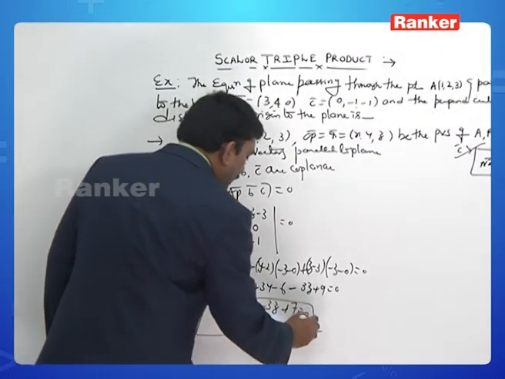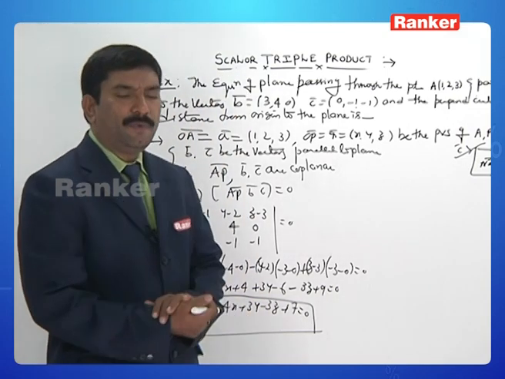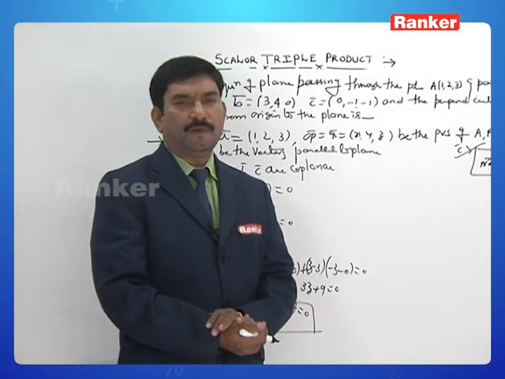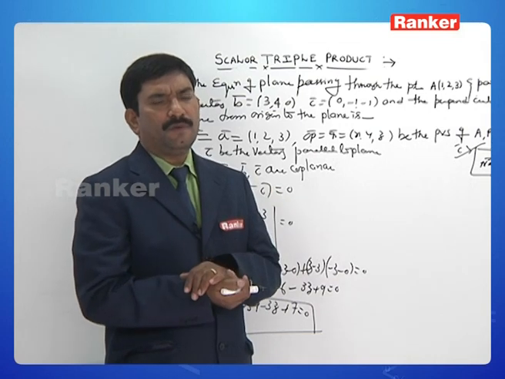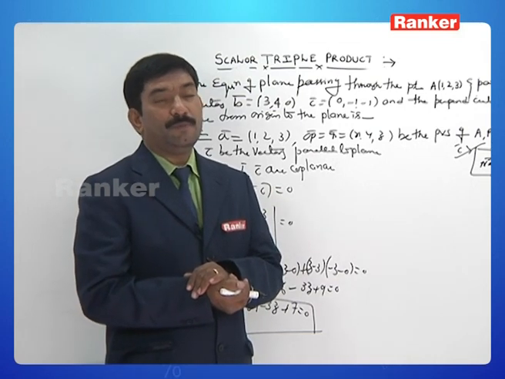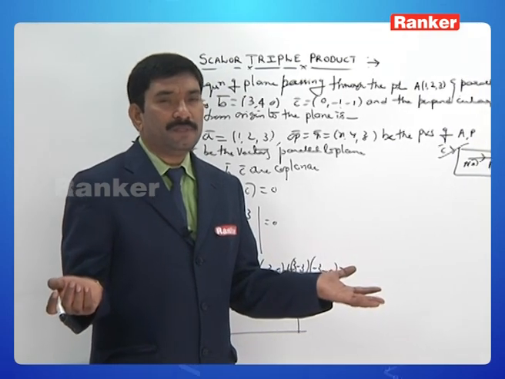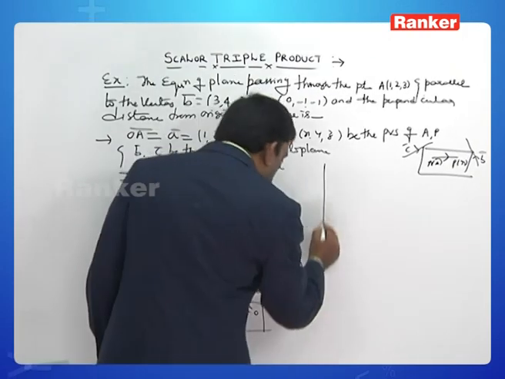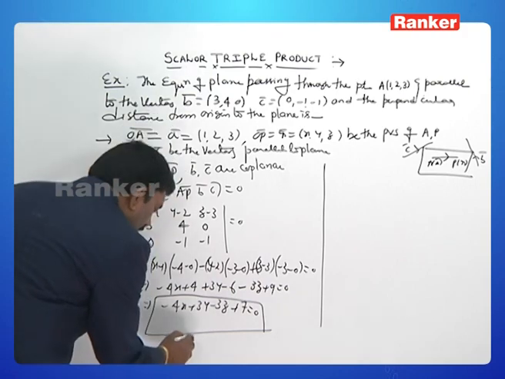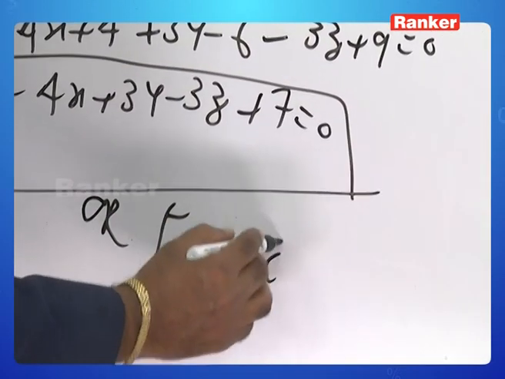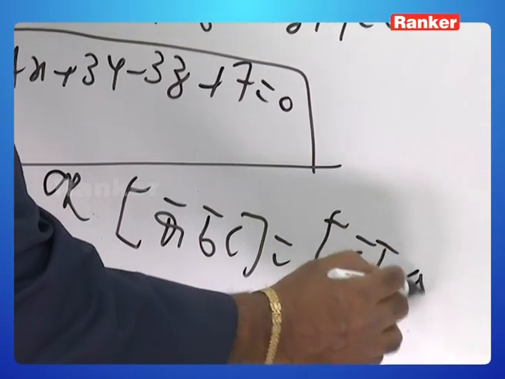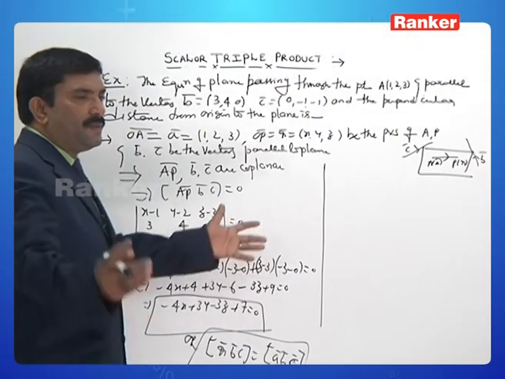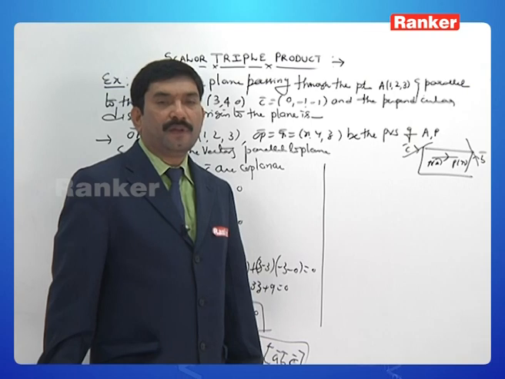This is nothing but the equation of a plane passing through the point A bar and parallel to the vectors B bar and C bar. If they ask in terms of what? Box of R bar, B bar, C bar, you can also write it is equal to box of A bar, B bar, C bar. That is one way of writing that. You can also write it another way. It all depends upon the options it is required.